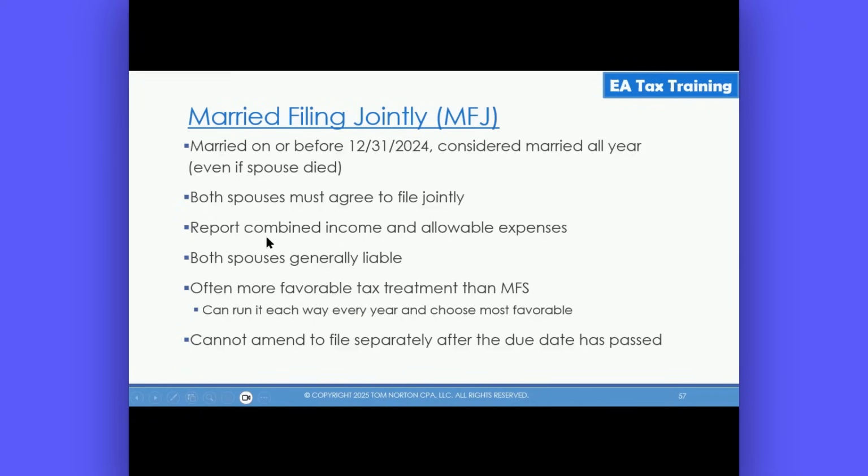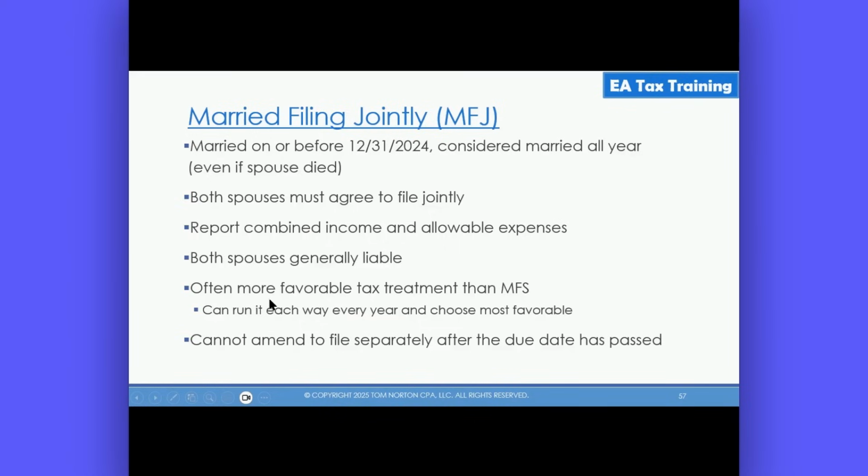If you file married filing jointly, you report your combined income and allowable expenses. You are considered to be one taxpayer, which means both spouses are generally going to be liable for any tax that is due. You sign the tax return, you are liable for that tax. Both spouses are equally liable. So the IRS can go after either or both spouses for the money. There are sometimes exceptions to that we'll talk about later, but that is the general rule.